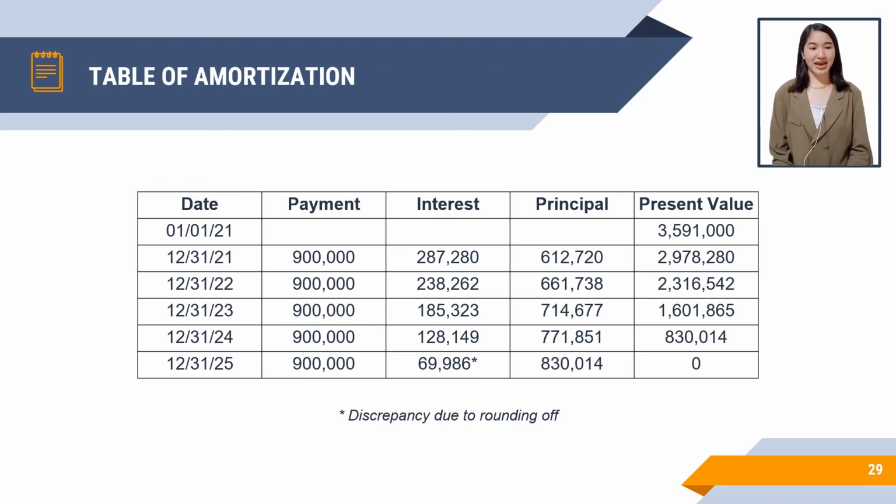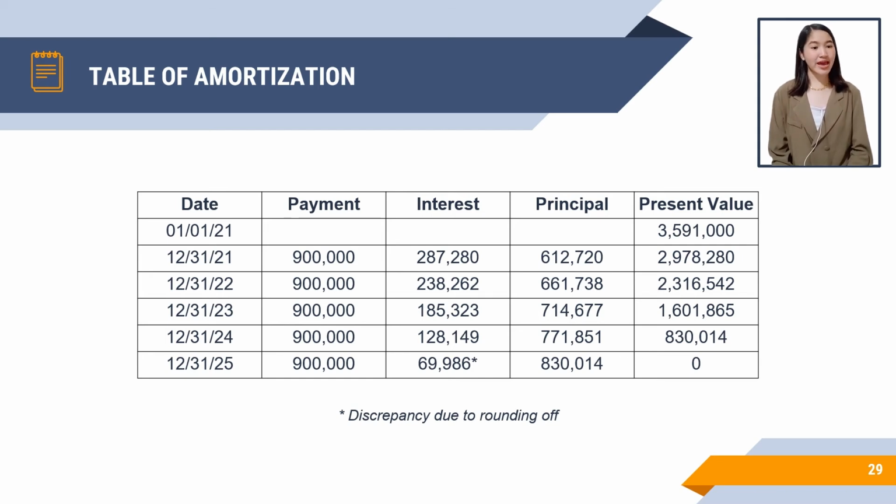So in here is the table of amortization. So makita naman natin dito yung pinaka-breakdown again ng lease liability. So of course, at the day 1, ay yung present value niya na 3,591,000. And then, at the end of the year, pag nagbayaran na, ito na, makikita na natin yung pinaka-breakdown nila. Sa interest, nakuha siya by getting the 8% ng 3,591,000 pesos. And then, yung principal, ibinawas lang yung interest sa payment, kaya nakuha natin yung 612,720 pesos.